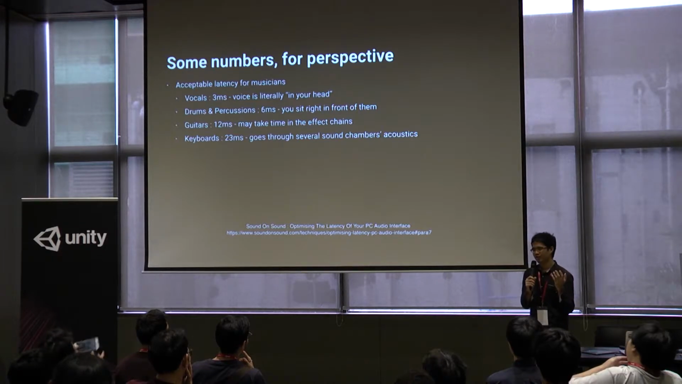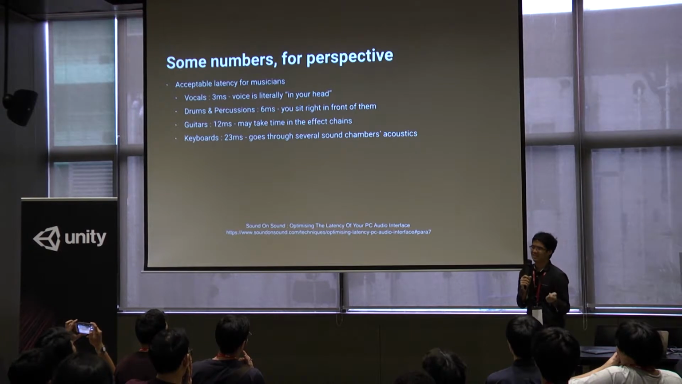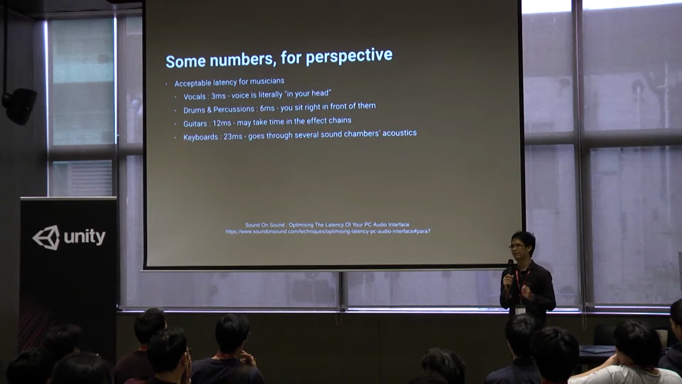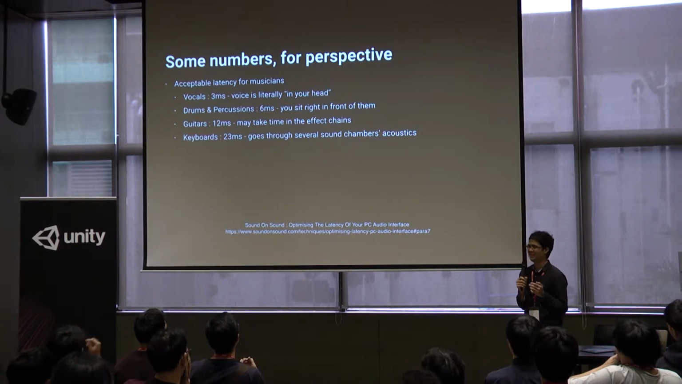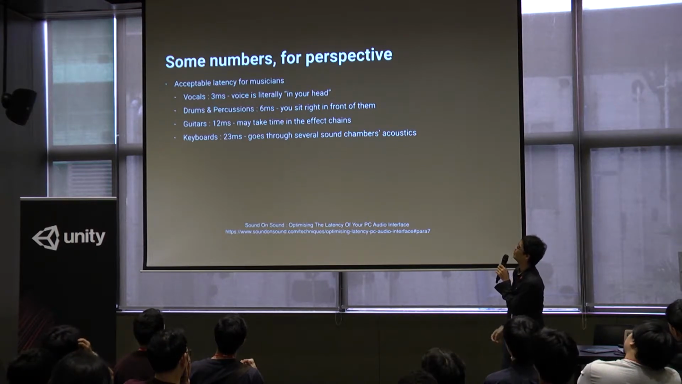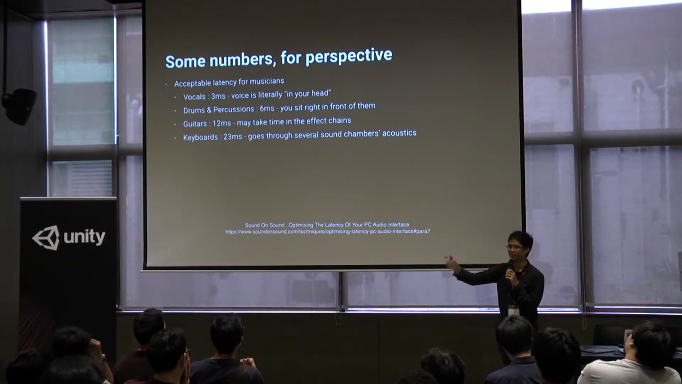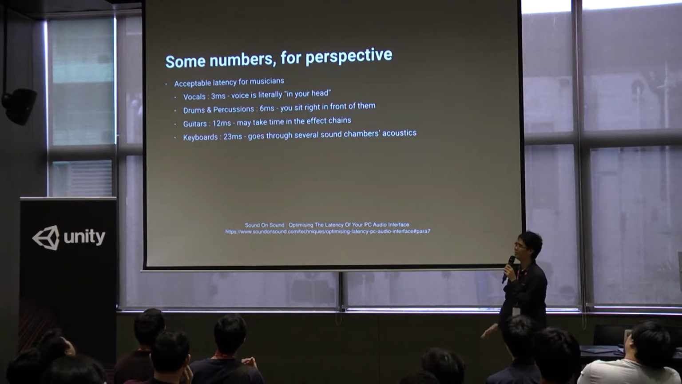When you use a microphone, the sound goes through some effects. When you are making music with a vocalist, for example, if the effect chain is a little bit longer, the vocalist will complain. It doesn't feel natural at all, because the natural latency for vocals is very low. So you need extremely low latency. For drummers, because the drum is in front of you, when you hit it, the sound is still a little bit slower than vocals.